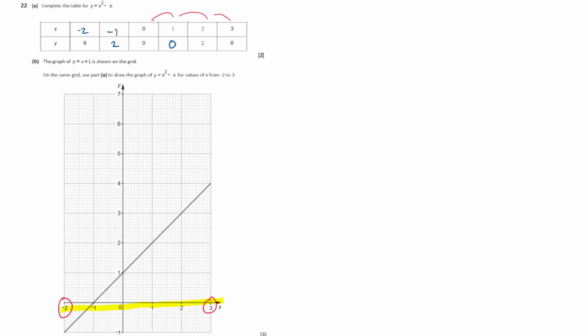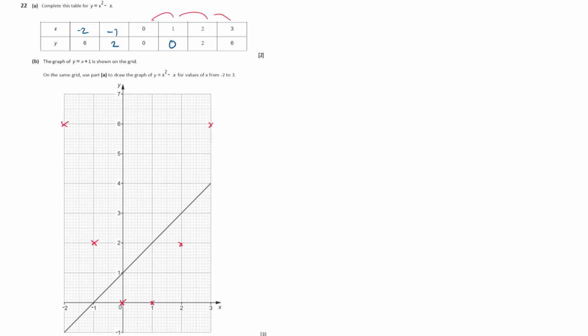Part B, the graph of y equals x plus 1 is shown on the grid. It's already drawn. On the same grid, use part A to draw the graph of y is equal to x squared minus x for the values of x from -2 to 3. So basically we just need to plot those points, don't we? Okay, so -2 goes with 6, so that's a point there. Minus 1 goes with 2. 0 goes with 0. 1 goes with 0. 2 goes with 2. And 3 goes with 6.